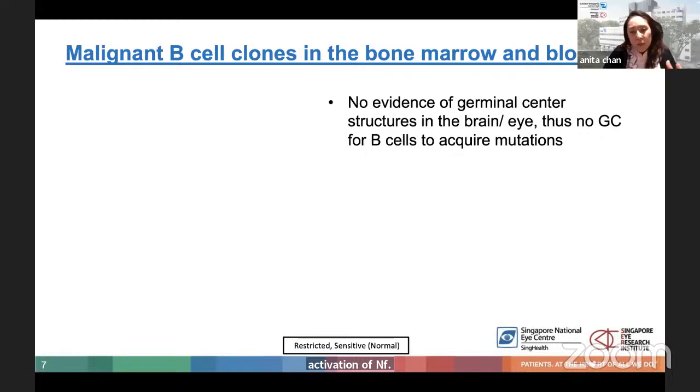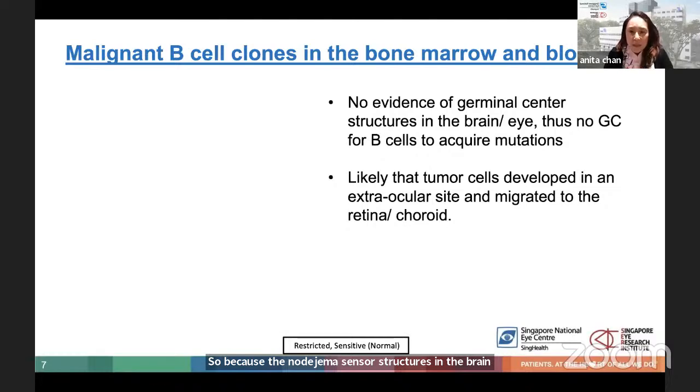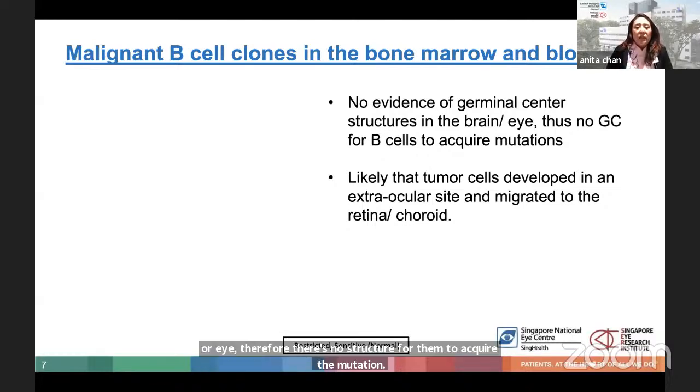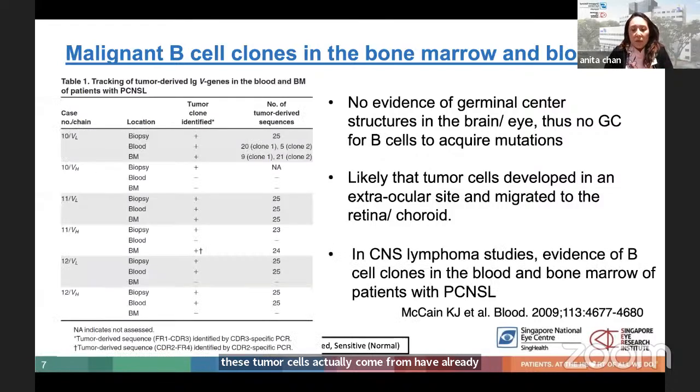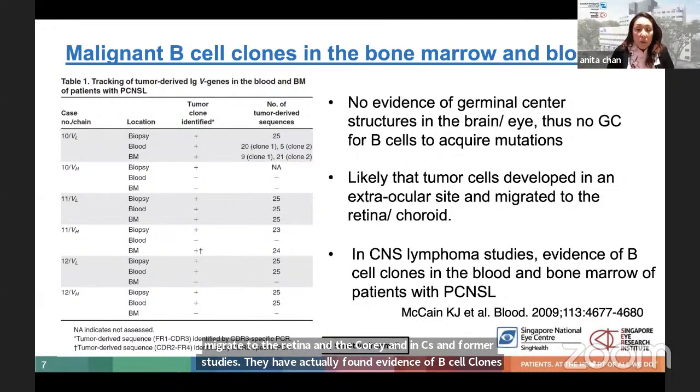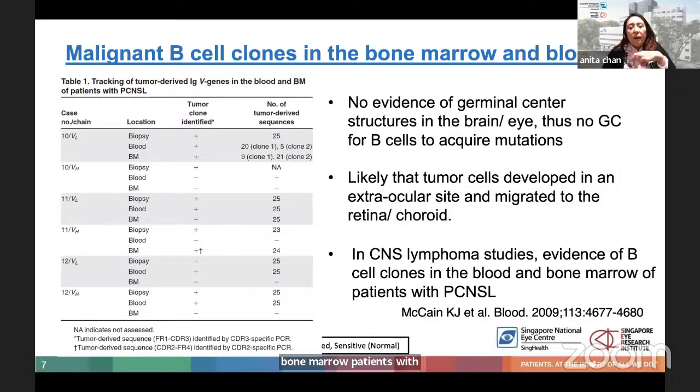So going back to my question, are they from naive B cells with de novo transformation, or are they from malignant B cells that were retransformed and somehow home into the retina? Because there are no germinal center structures in the brain or eye, there's no structure for them to acquire the mutation. So the theory nowadays that most of us believe is that these tumor cells have already developed at an extraocular site and therefore migrate to the retina and the choroid. And in CNS lymphoma studies, they have actually found evidence of B cell clones in the blood and the bone marrow of patients with primary CNS lymphoma to support this theory that the lymphomagenesis starts extraocularly.